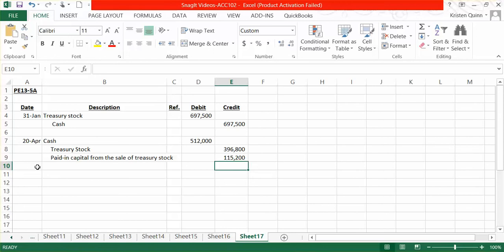Any gains or losses on the sale of treasury stock all go to the paid-in capital account from the sale of treasury stock. The paid-in capital from the sale of treasury stock account can be a contra equity account or an adjunct equity account. In this case, it's an adjunct equity because it is adding to the equity because we sold the shares for more than what we purchased them for.